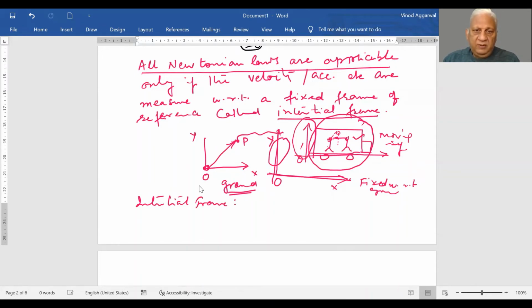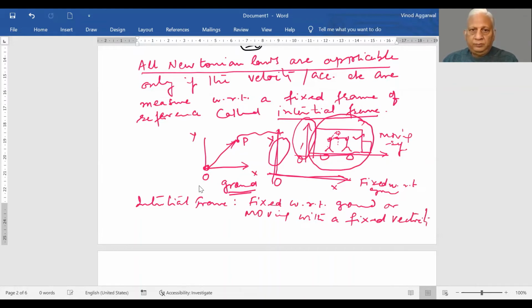And what are these frames? Something which is fixed with respect to ground, or moving with a fixed velocity. Now there is a way to make Newtonian laws applicable in this frame of reference by introducing a concept called pseudo force. We'll see what it is.